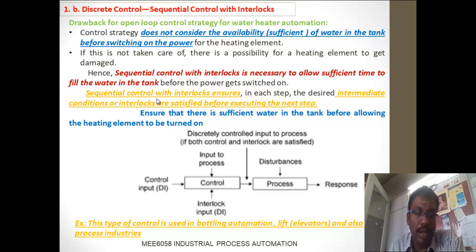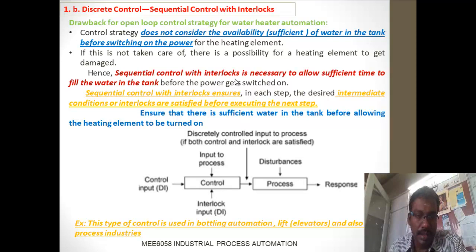If we come to sequential control, this problem is overcome by sequential control with interlocks. Interlock means we have a condition: if the level of the water in the tank is up to the limit, then only the heater in the tank is going to be heated, even though the temperature in the water tank comes down. What happens if we propose a sequential control interlock? It checks whether the water is up to the level or not. If the water is not up to that level, even though the temperature comes down, it will not give a signal to switch on the heater.